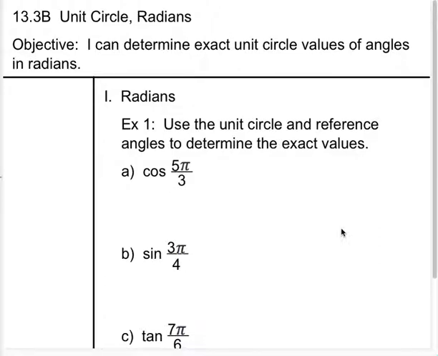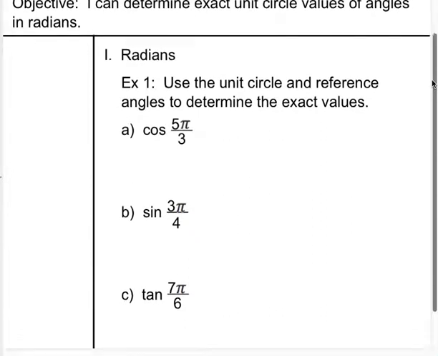In yesterday's unit, we took a look at unit circle values in degrees. Today we're going to be looking at the unit circle values in radians. So our objective is to determine exact unit circle values of angles in radians. Radians are actually easier than degrees because they all have a denominator.